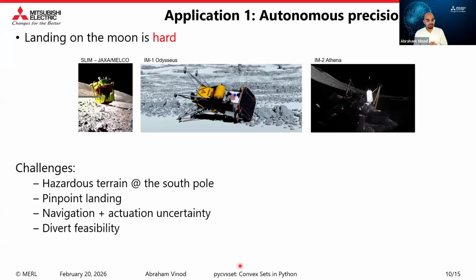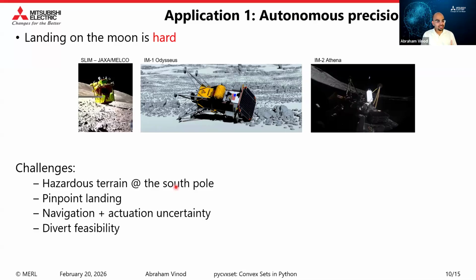All right, so now let me get more into why you should care about this toolbox, and I'll give you some concrete applications. One application I'll talk about in a bit more detail is the problem of autonomous precision landing. As you must have heard, landing on the moon has got very exciting research actively happening right now. There have been a few attempts recently. Some of them were successful, some of them had failures. And naturally, you can imagine the challenges associated with this problem: hazardous terrain, the need to do pinpoint landing, the need to handle uncertainty in navigation and actuation, and also the ability to divert. A lot of things happen on the fly, and you need to be able to react to this.